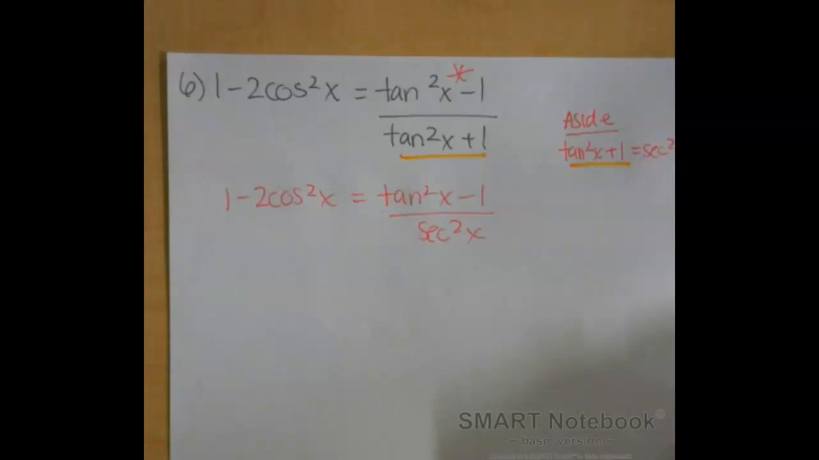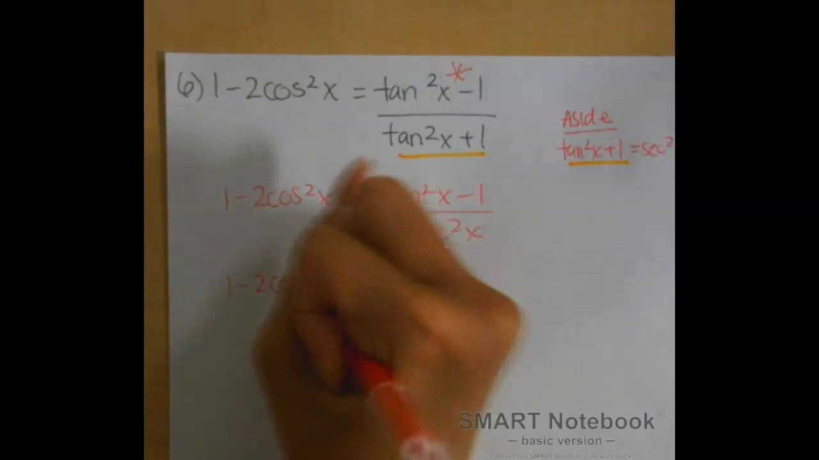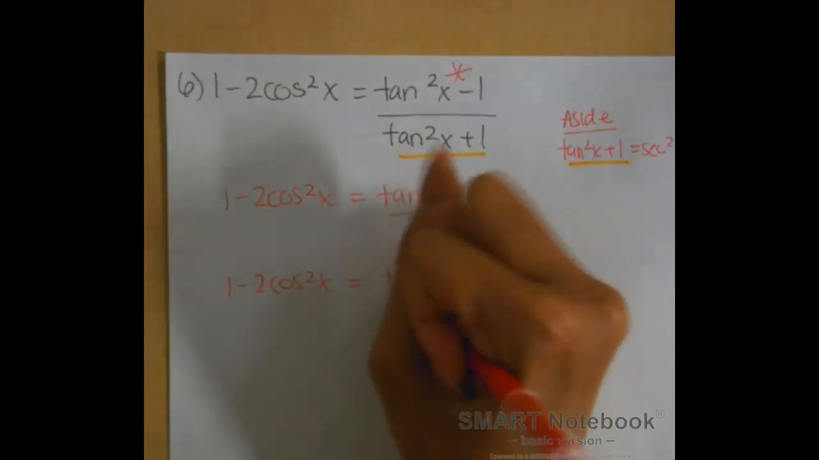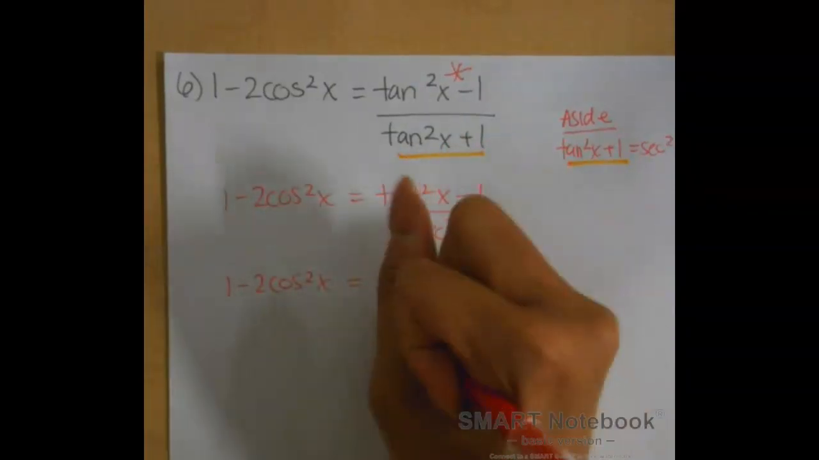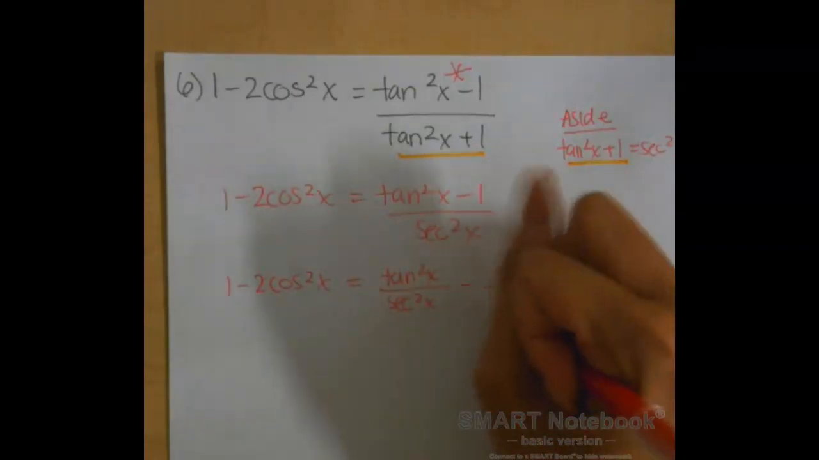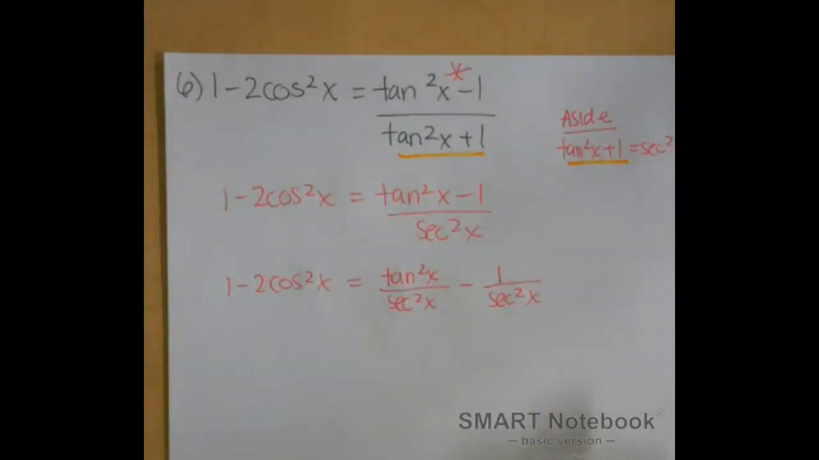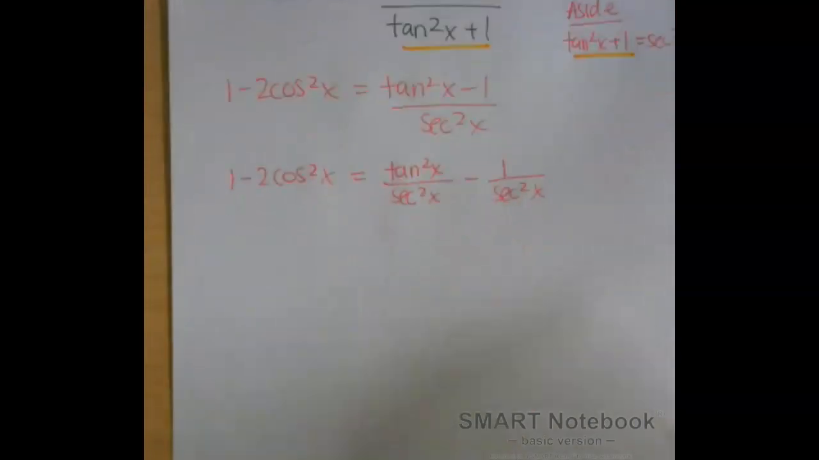Say it again. We can separate the fractions. You can either choose to keep the fractions together or separate. It'll still give you the same answer. So we can separate. We don't have to, but we can. So we'll have tangent squared x over secant squared x minus 1 over secant squared x. And remember, is it okay for me to have the same denominator here? Yeah, in order to subtract them, they have to have the same denominator. Okay, now what?